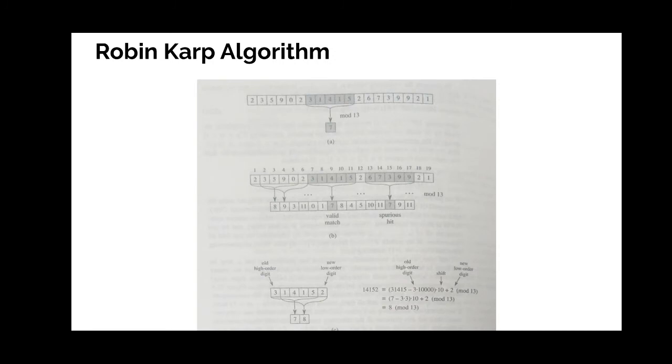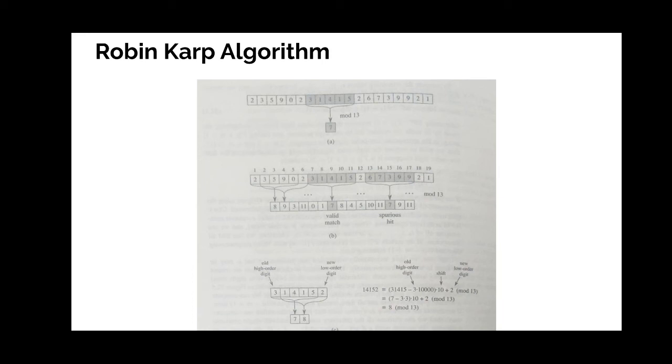Let us assume that 31415 is the pattern. If you do it mod 13, you will get a value of 7. In the text given over here, certain values are computed, and you can see for the second highlighted part of the text, the value is 7, and for the pattern also it is 7. But if you see the actual values, they do not match. So this we can refer to as a spurious hit.